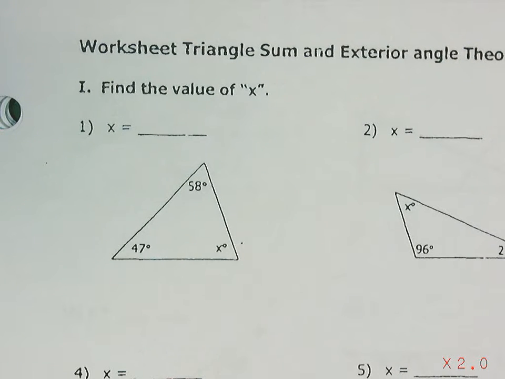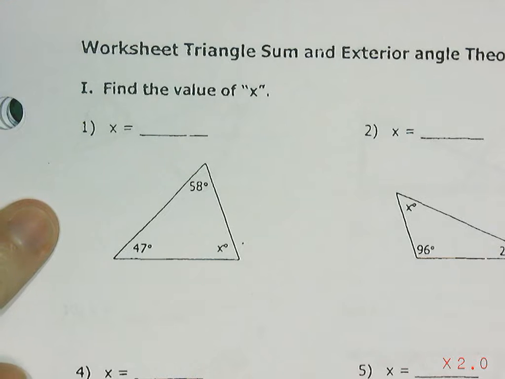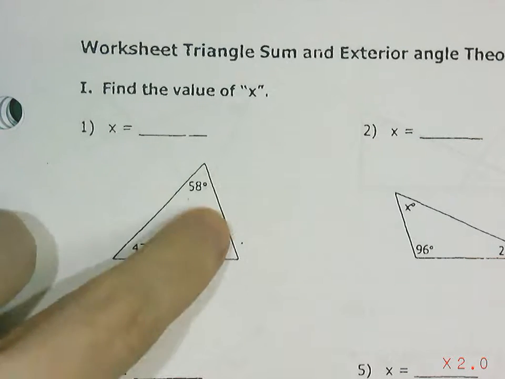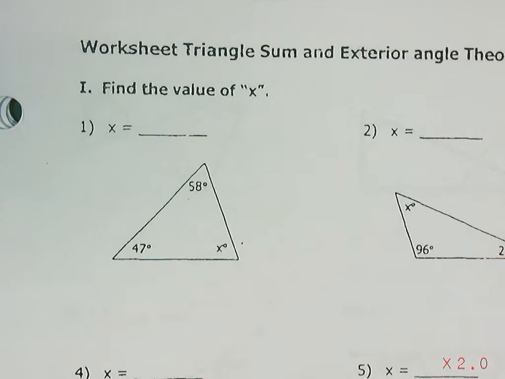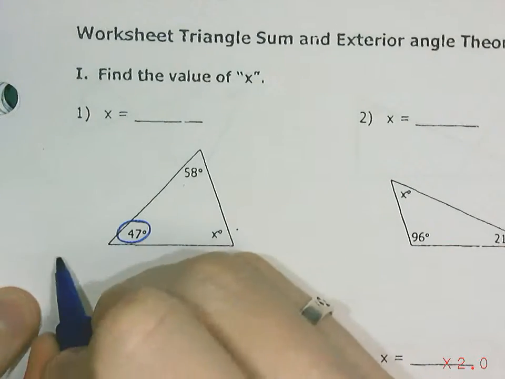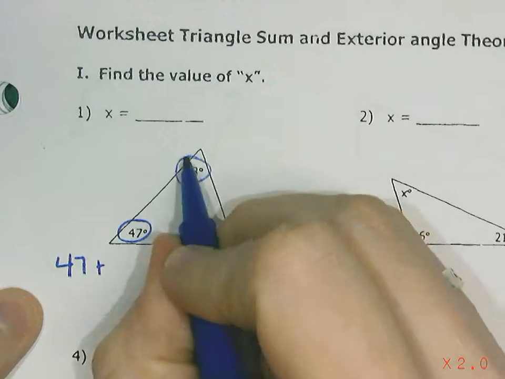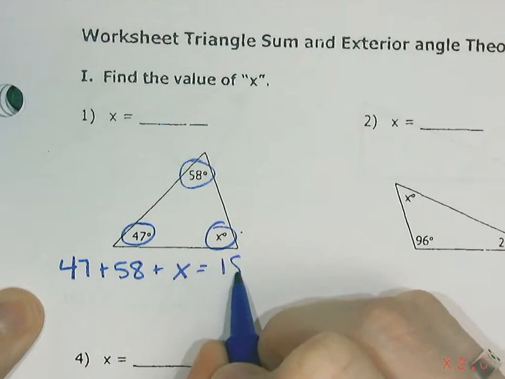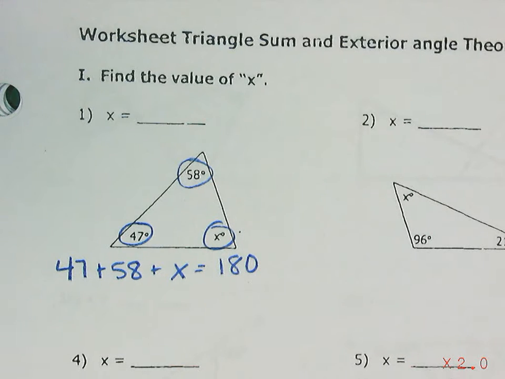So on page 23, I'm on number 1, and the thing that's important about a triangle like this is that we know that all 3 angles, when added together, equal 180 degrees. So if I add together 47 and 58 and x, all of these added together are going to equal 180 degrees. So now I just have to solve for x, which is something you guys have gotten pretty good at this year.